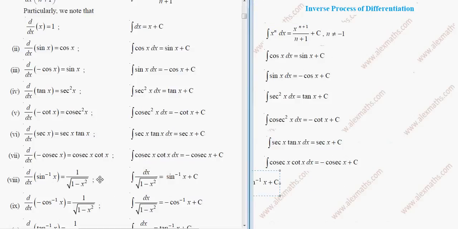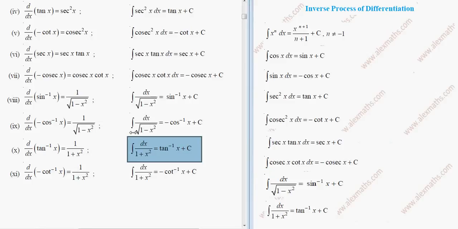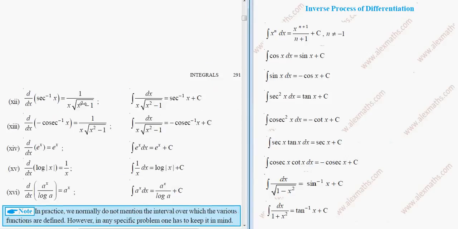Then the next formula we won't be using much because it is just a minus. Then another one is the differentiation of tan inverse x, which is 1 by 1 plus x square. So the integration of 1 by 1 plus x square is tan inverse x. Then again cot inverse is similar to tan inverse. Then the differentiation of secant inverse x is 1 by x root x square minus 1. So the integration of dx by x root x square minus 1 is secant inverse x plus c. Then cosecant inverse is similar to it.